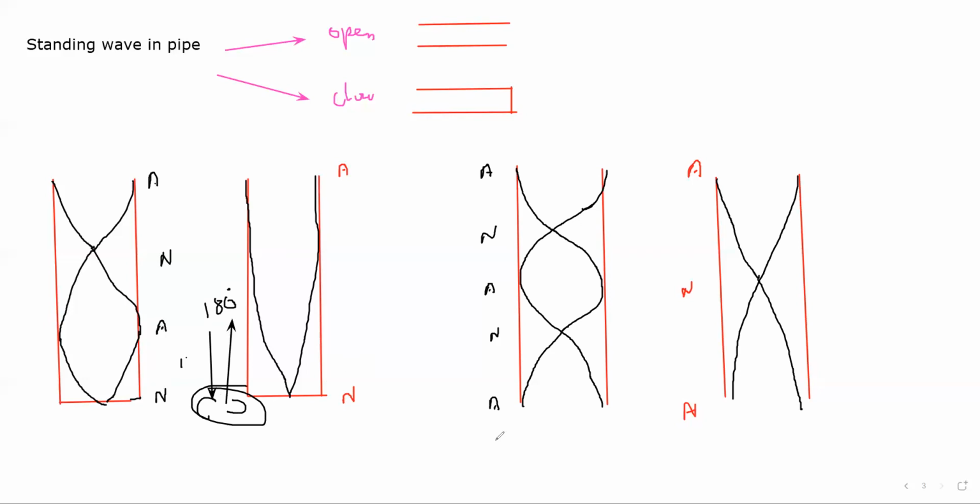Is the concept of standing waves in pipes clear? So basically, what is a standing wave? The wave which is produced by the combination of two progressive waves is called a standing wave.